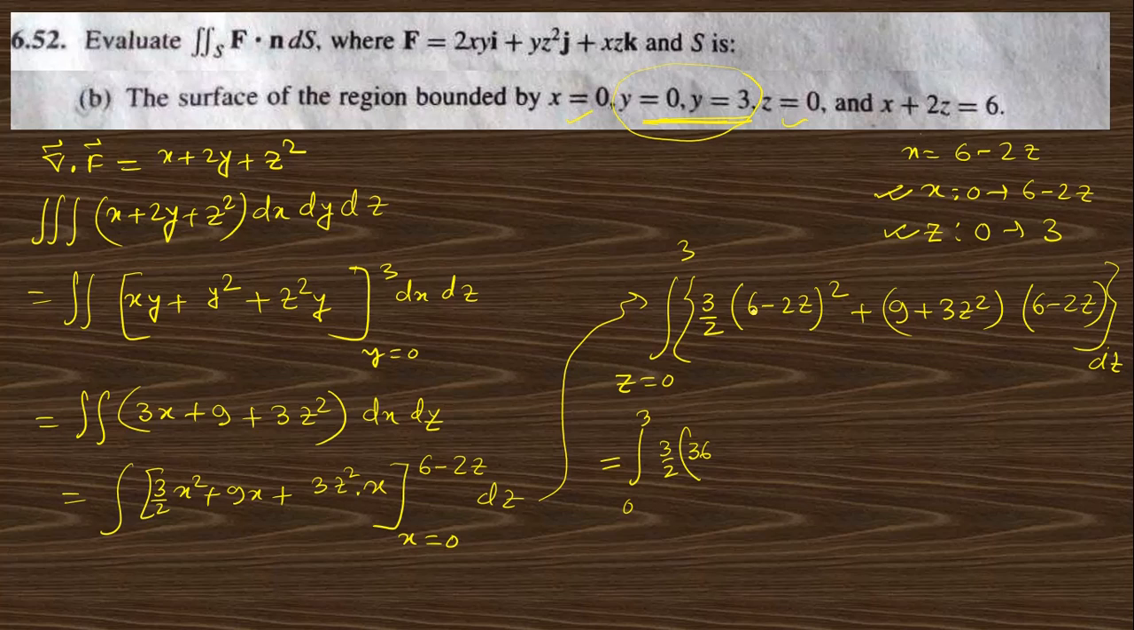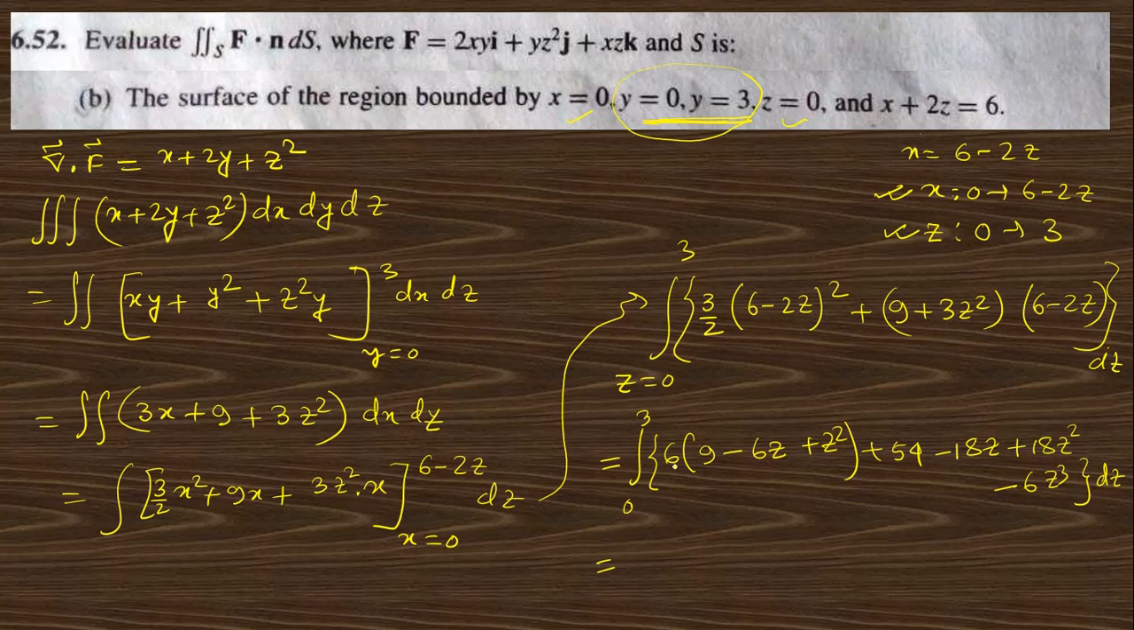Now you can take a common factor, you will get 4 here, right? So 4, so this will become 6, and taking 3 as common, so this will be 9. 9 into 3 into 2, that is 6z plus z square, and this is 54, this is 18z, this is 18z square minus 6z cube, whole into dz. Clear? So this is from 0 to 3.